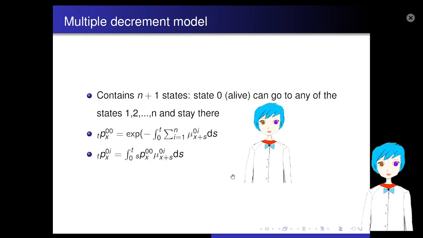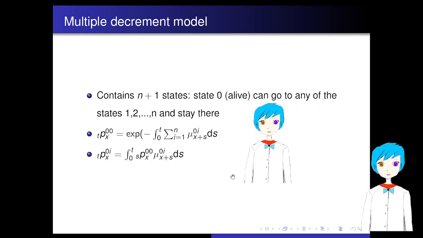First, we discuss the multiple decrement model, where we can go from one state to many other states. In a general multiple decrement model, it contains n plus 1 states. State 0 is the alive state, which can go to any of the states 1, 2 to n and stay there. The probability of staying in state 0 is e to the minus the integration of the summation of all transition rates out of state 0.